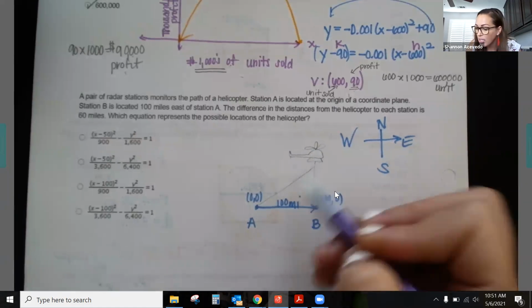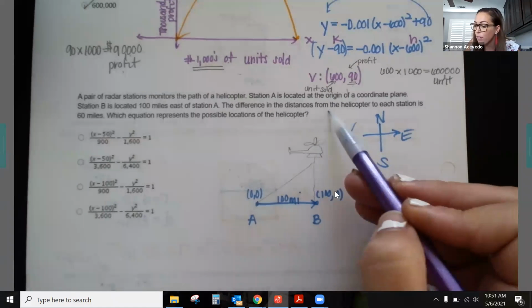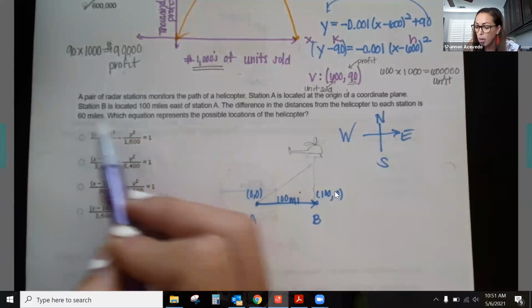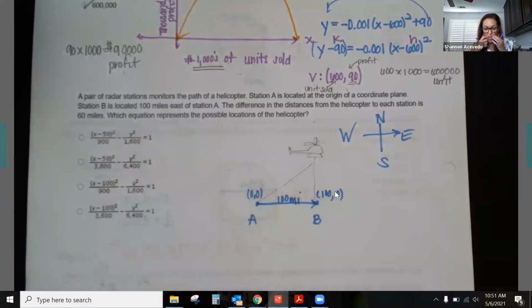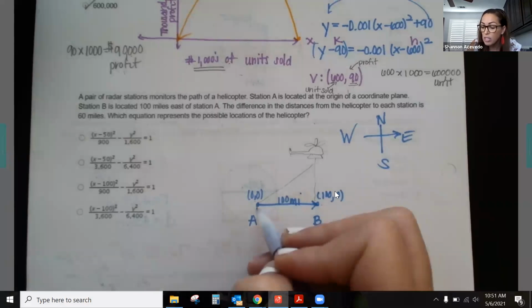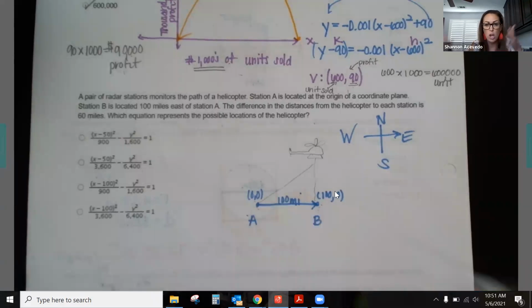So we're looking at the distance here. It says the distance from the helicopter to each station is 60 miles. Which equation represents the possible location of the helicopter? Okay, so there's some things we need to figure out here. My first thing is that in between these two points, does anyone remember what these are even representing? Yesterday we said they're always going to represent what?